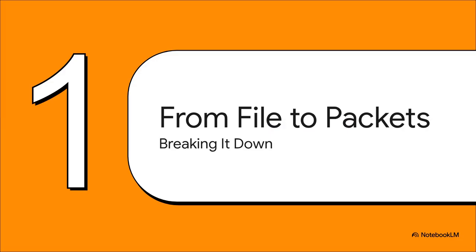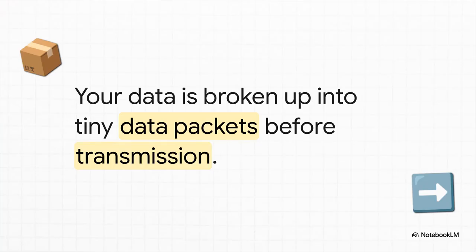All right, so the very first thing that happens on our photo's journey is solving a massive problem: size. You see, sending a big file across the internet all in one go would be like trying to shove an entire building through a tiny letterbox. It's just not going to work, right? The system needs a much smarter way to handle it. And that smarter way is to basically shatter your file into thousands of tiny, manageable pieces called packets.